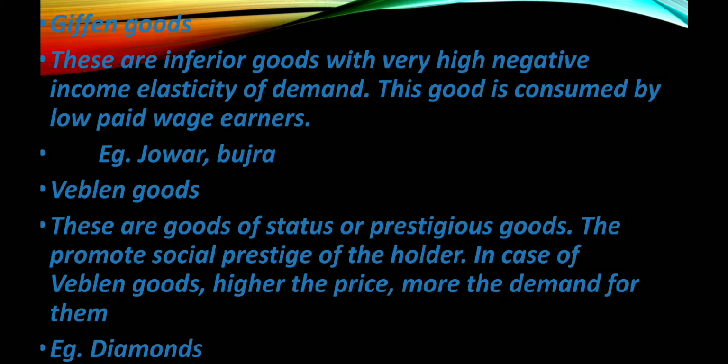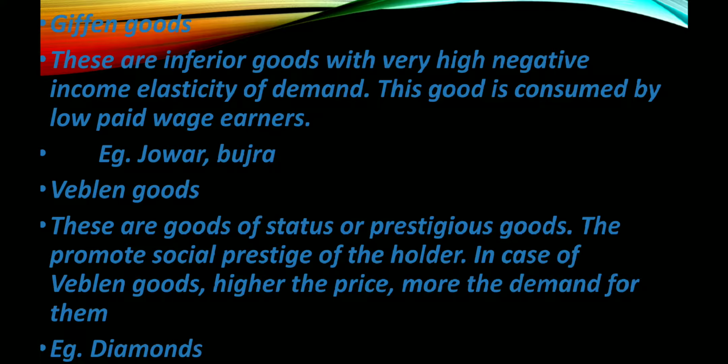Next, normally demand and price are inversely related. But there is an exemption. There are some exemptions to the law of demand. Some goods like Giffen goods, Veblen goods, etc. have a direct relationship with price.